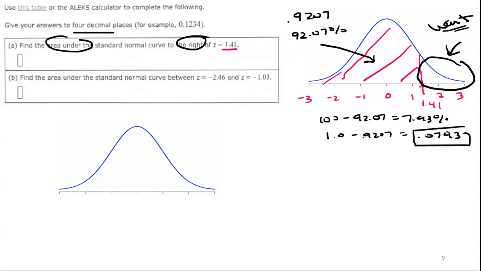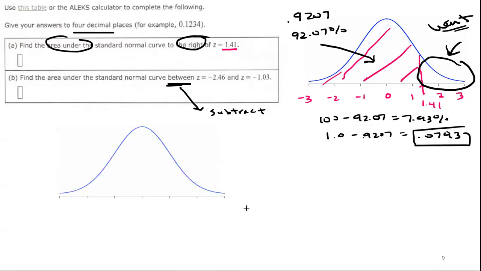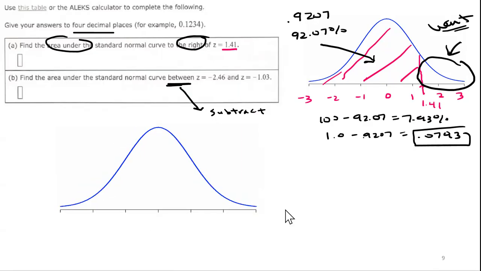Okay, so let's look at the next question then. It says find the area of the standard normal curve between. Okay. So when it says between, what we want to do is subtract. So remember that. Okay. Between means we subtract. So first let's find where these Z-scores are at. Let's mark them on our normal distribution curve. So let's make this a little bit bigger. Okay. So this other one was part A. This is part B.